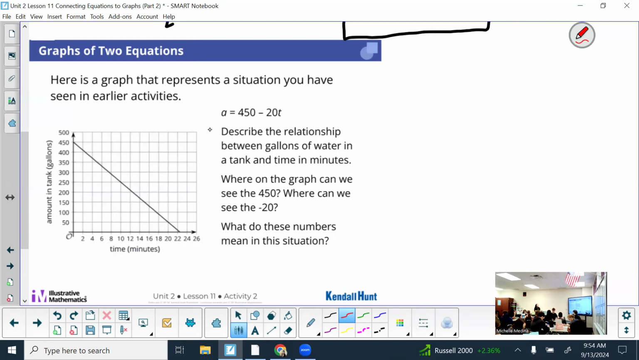Then you'll answer where on the graph can we see the 450? Where can we see the -20? And what do these numbers mean in this situation? You do have other people in your group, so feel free to collaborate. We'll go over these answers.